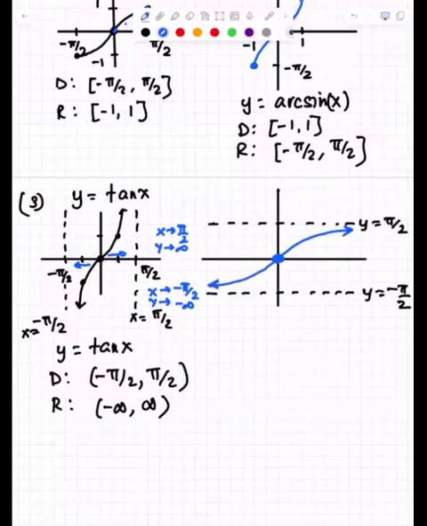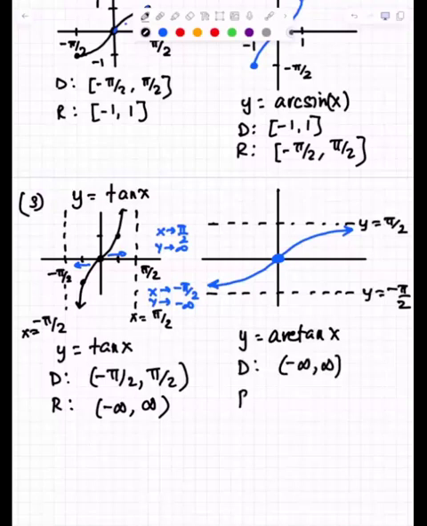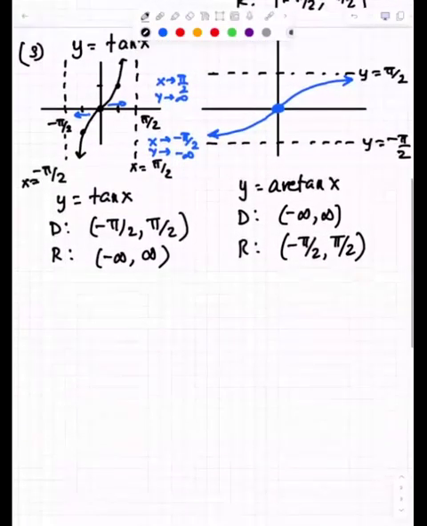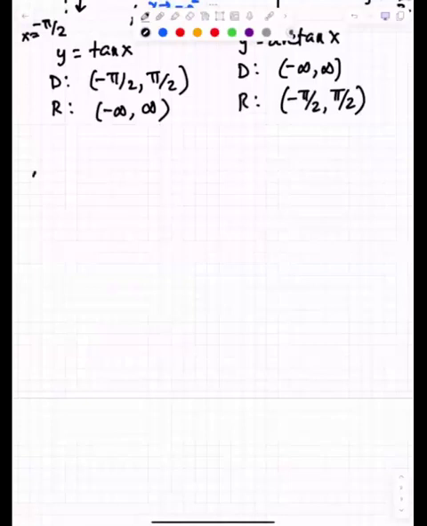This is the lovely graph of arctan of x. So this is y is equal to arctan of x. And we know the domain is -∞ to infinity, and the range only spits out an angle from -pi/2 to pi/2.